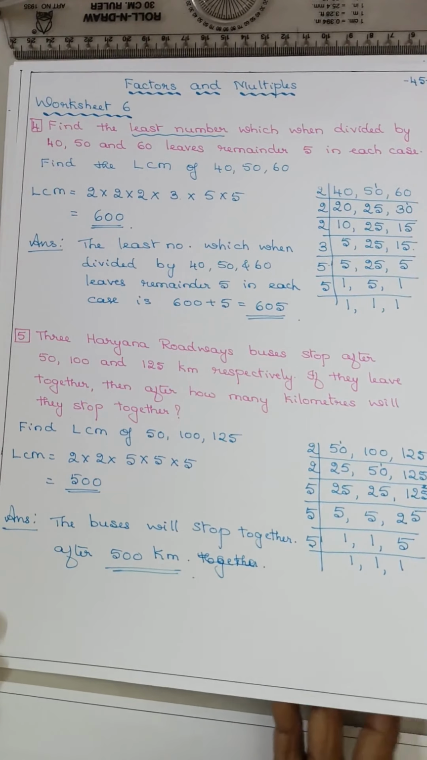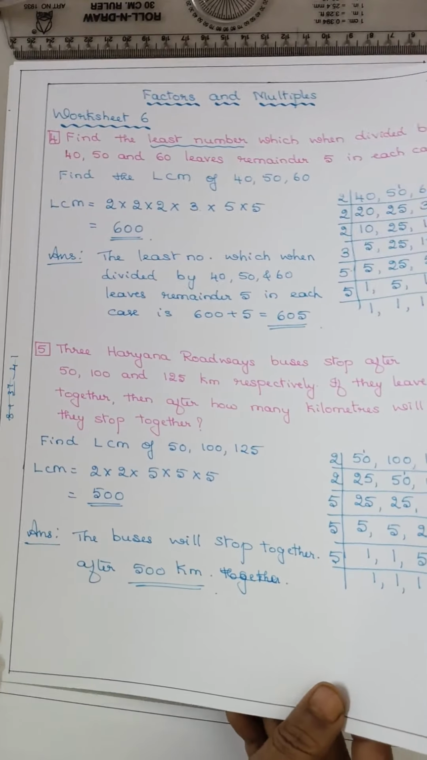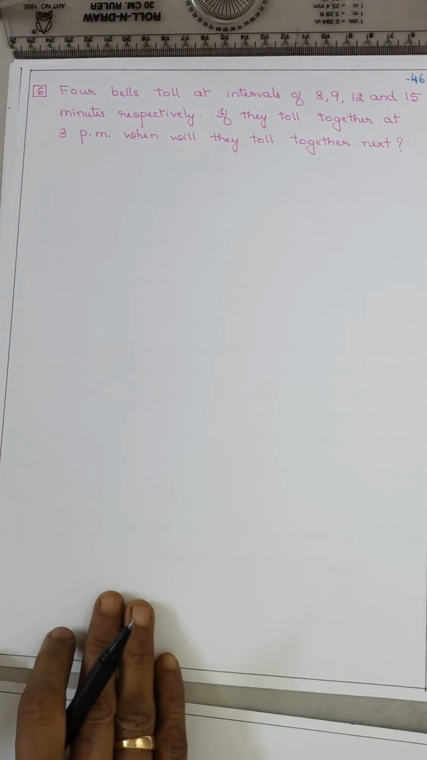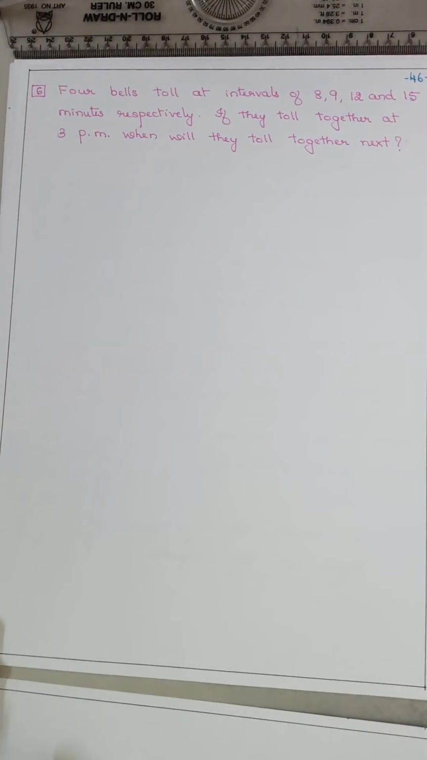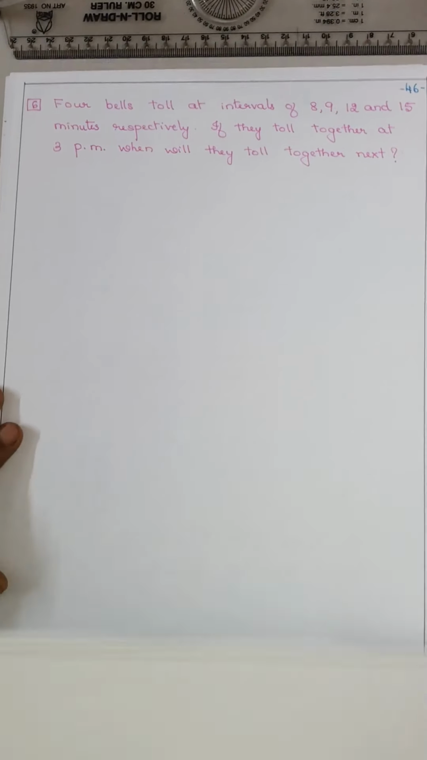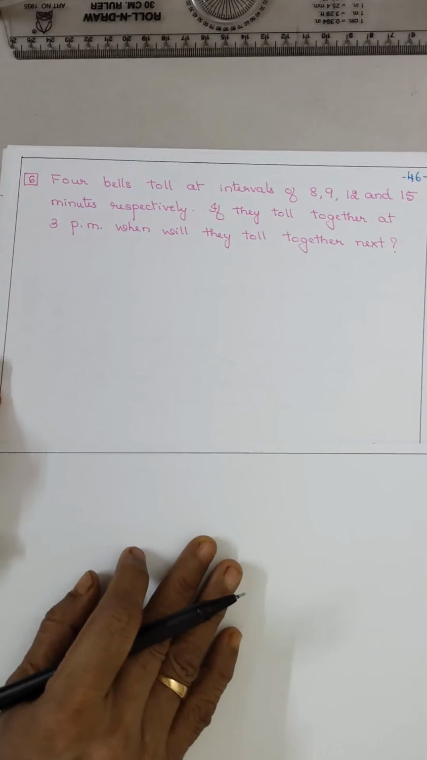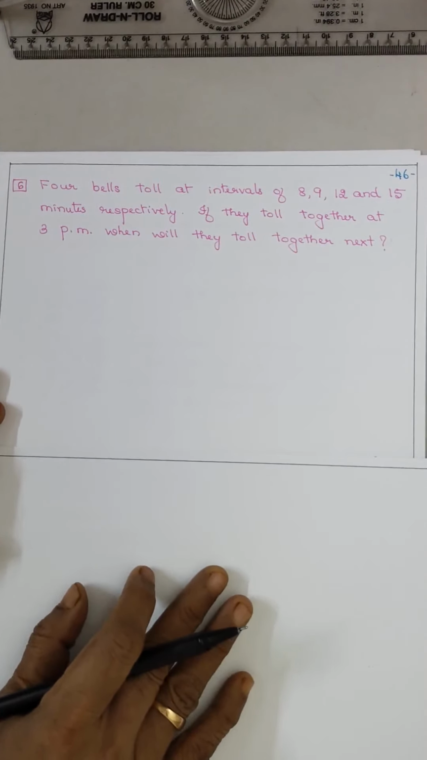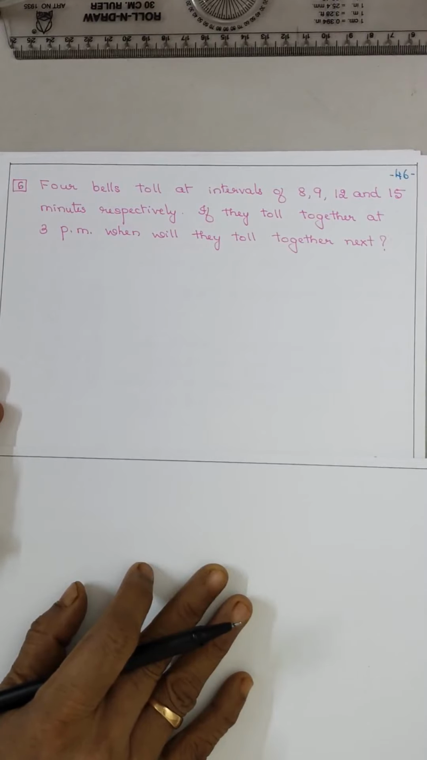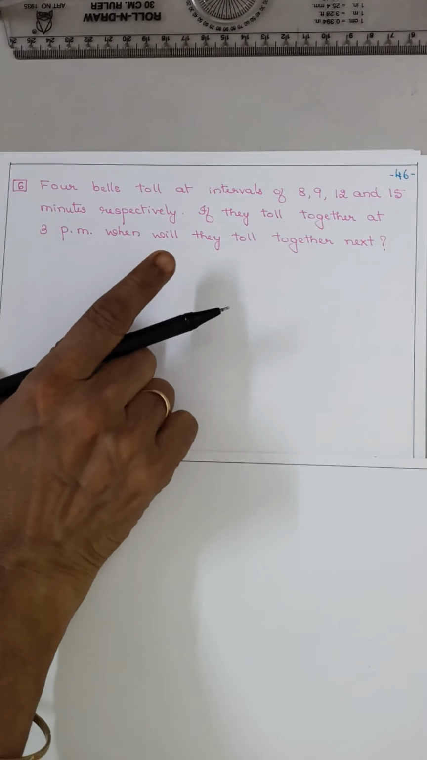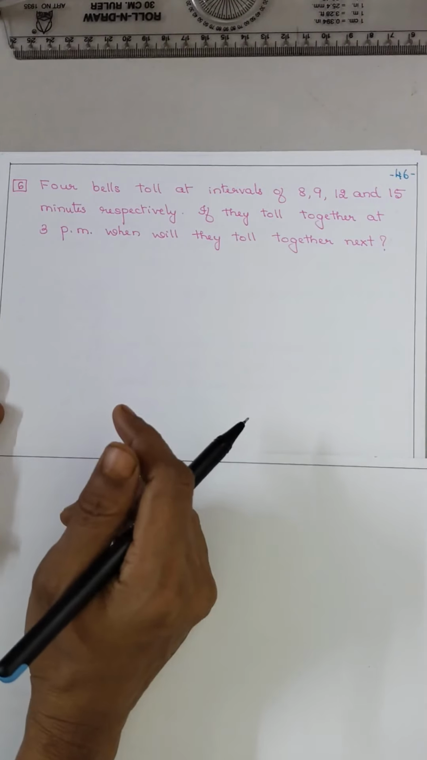So we have completed the word problems 4 and 5. Now coming to the 6th one. 4 bells toll, toll means strike, at intervals of 8, 9, 12 and 15 minutes respectively. If they toll together at 3 p.m, when will they toll together next?